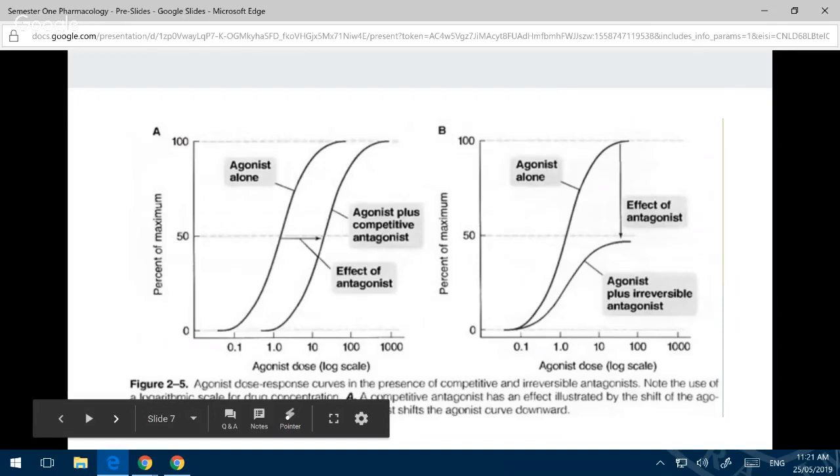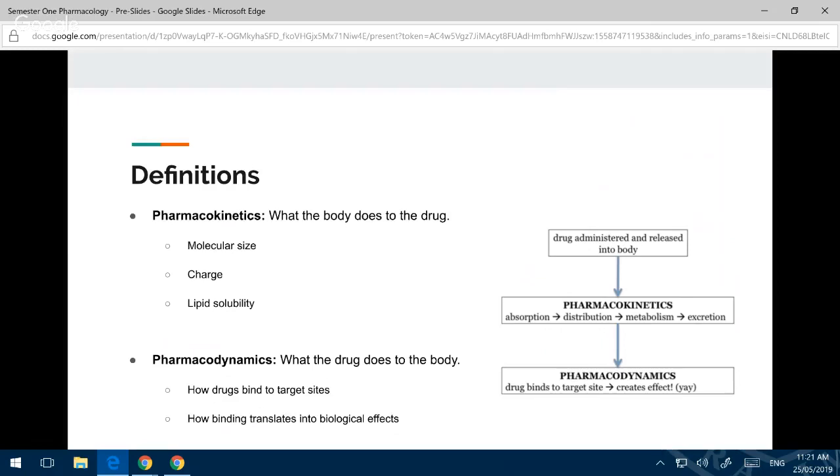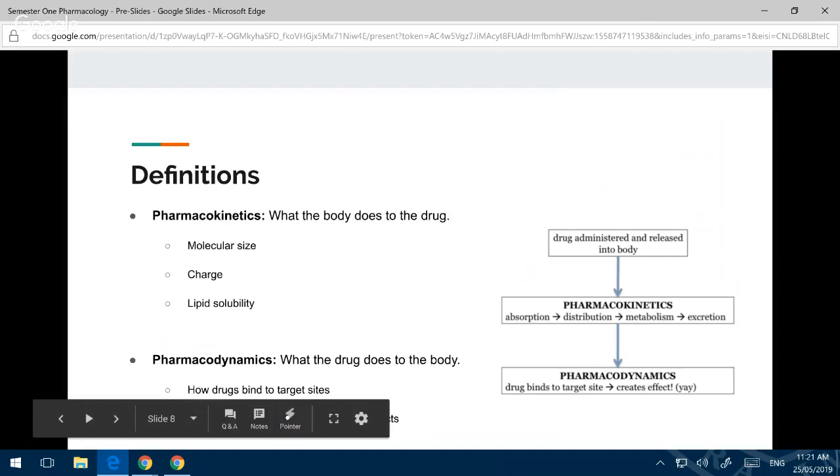Okay, a couple more definitions. So pharmacokinetics is really just what the body does to the drug, whereas pharmacodynamics is how the drug interacts with the body. So when looking at pharmacokinetics, we're looking at things like absorption, distribution, metabolism, and excretion, whereas pharmacodynamics is looking at how the drug binds to the target site and what effect it creates.